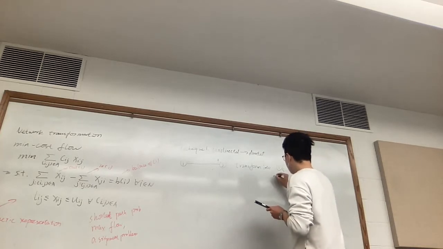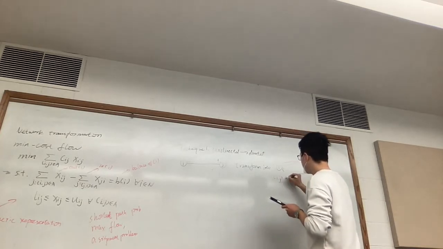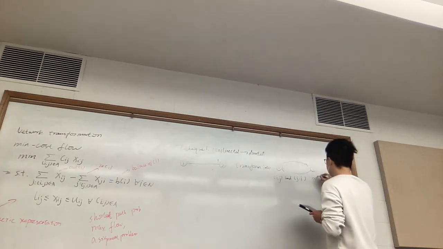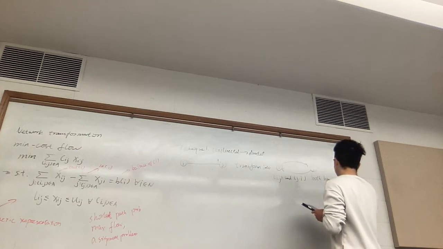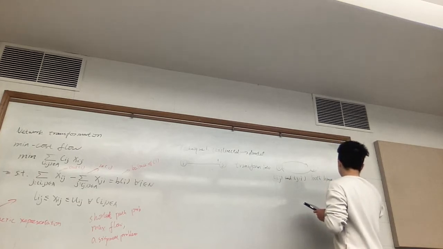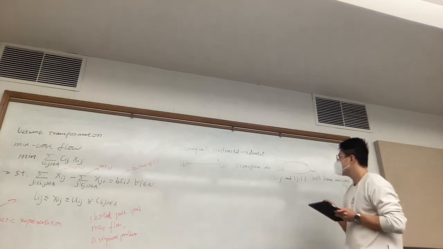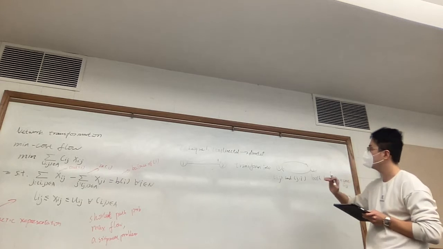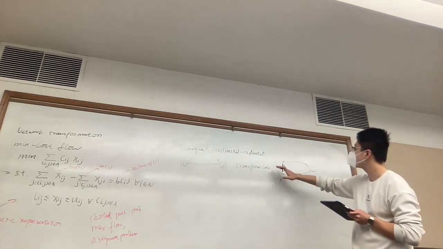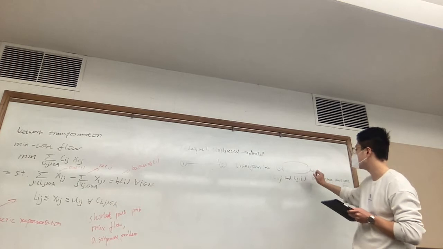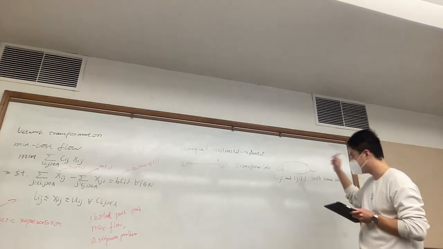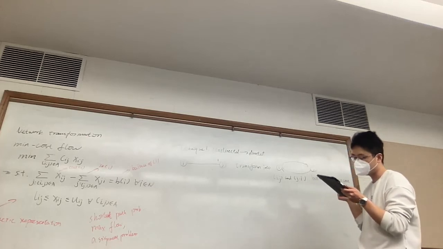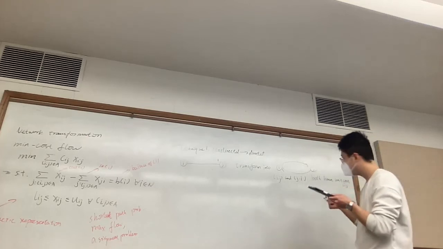First, arcs Ij and Ji both have unit cost Cij. So that's to say, if there's one unit of flow from I to J, the unit cost is Cij, and if there's one unit of flow from J to I, it's also Cij. This is what you need to be careful about.